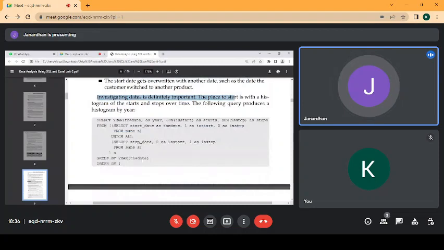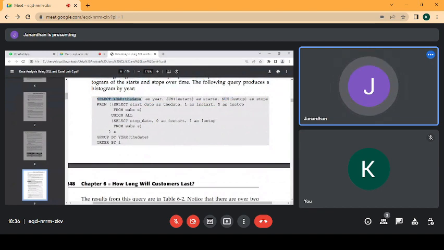The place to start is with a histogram of the starts and stops over time. The following query produces a histogram by year. Select year of the date as year, sum is start as starts, sum is stop as stops from (select start underscore date as the date, 1 as is start, 0 as is stop from subs union all select stop underscore date, 0 as is start, 1 as is stop from subs) s group by year of the date order by 1.